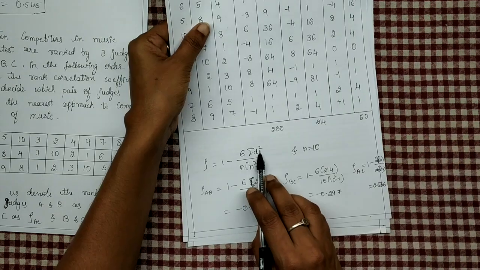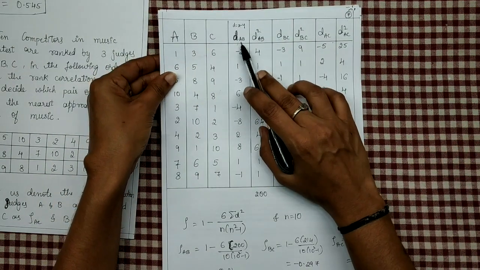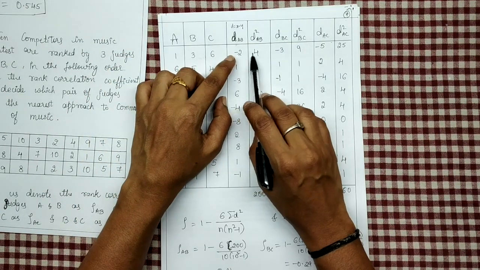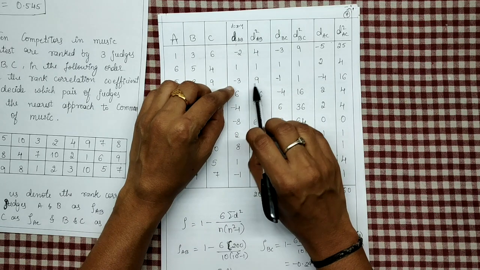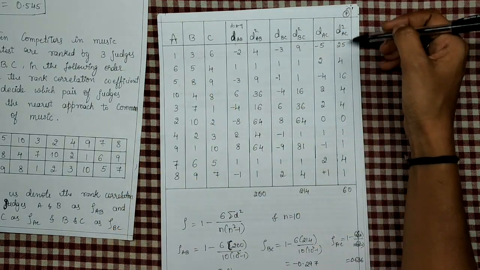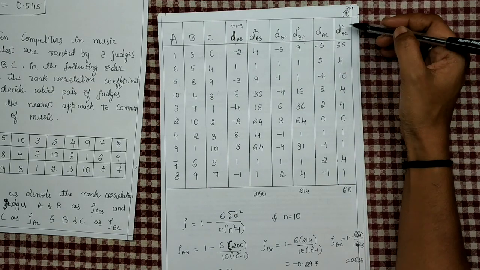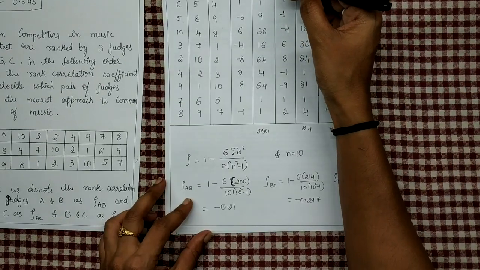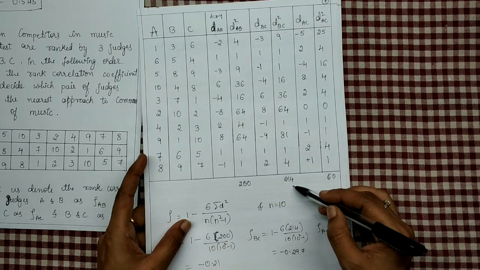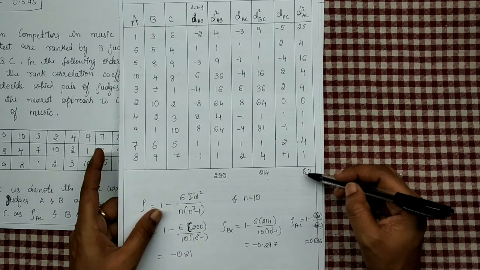Now, D square we need. So, it is D_AB square. If you square it, then it is D square AB. What will you get? Minus 2 square is 4, 1 square is 1, minus 3 square is 9, 6 square is 36. Similarly, all the numbers. Similarly, D_BC and D_AC we have found. That is D square BC and D square AC we have found. We have taken the sum of this D square AB, that is 200. The sum of D square BC is 214 and the sum of D square AC is 60. Okay.